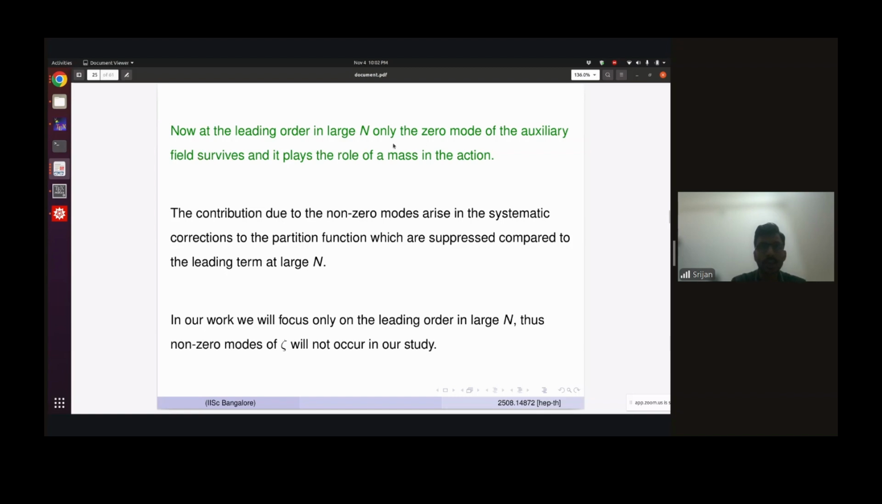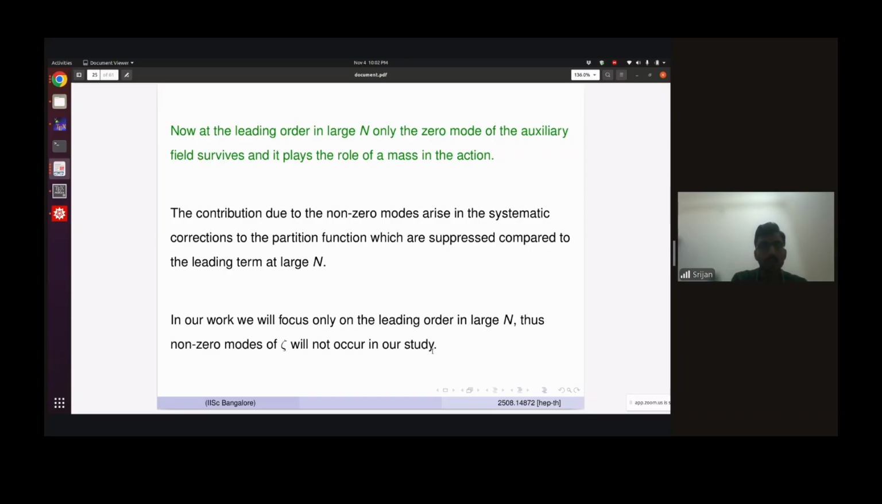And then at the leading order in large n, only the zero mode of the auxiliary field survives, and it plays the role of a mass in the action. The contribution due to the non-zero mode arises in the systematic corrections, which are suppressed in large n. So in our work, we only focus on the leading order in large n. So the non-zero mode will not occur in our study.